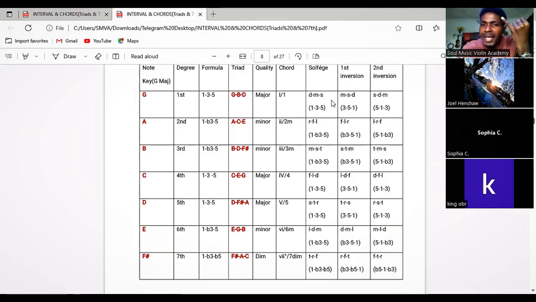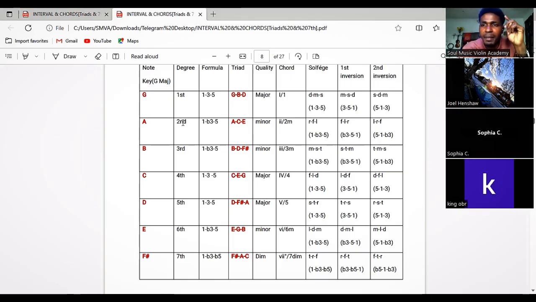That's 1, 3, 5. Then the first inversion is when you don't start from the root. So Do is the root, but when you put your Mi as the first note, that's the first inversion. You have Mi, So, Do. You can see here it's 3, 5, 1. And then the second inversion is so do mi. You start from so. That's 5, 1, 3. So your chords, you have do mi so. If you invert it, you have mi so do. If you invert it the second time, you have so do mi. Whichever way you play it, you still sound your one chord.